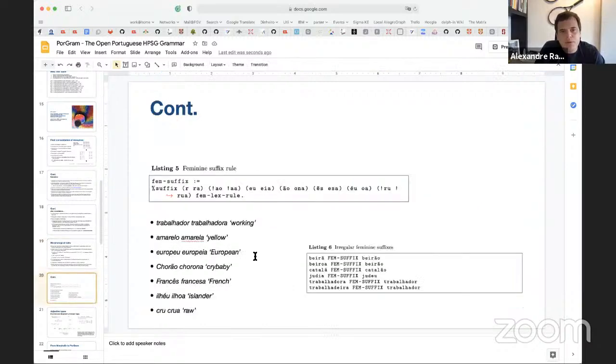But just giving examples, this is a kind of rule that was encoded manually in the system, and it is able to deal with all these examples here, right? These are the rules to construct the feminine inflections of adverbs and adjectives, and we also have the irregular forms written in another file. So these are the irregular forms that are encoded here. As you can see, for example, trabalhador has an irregular form.